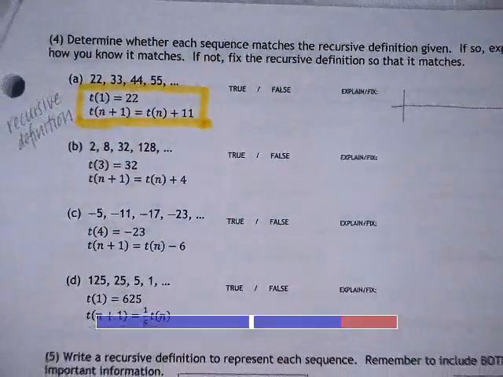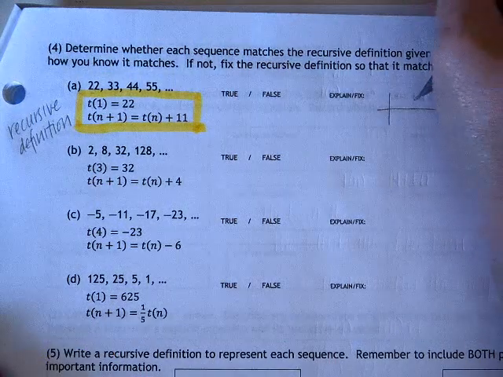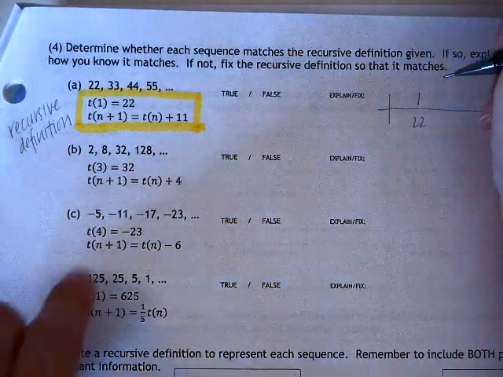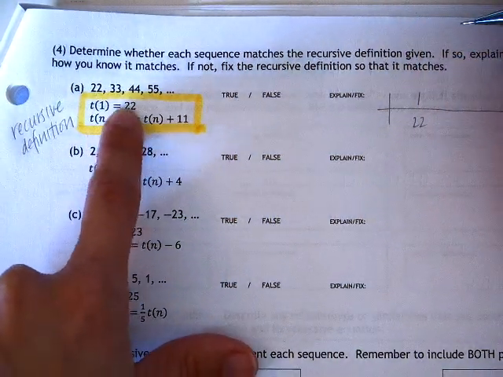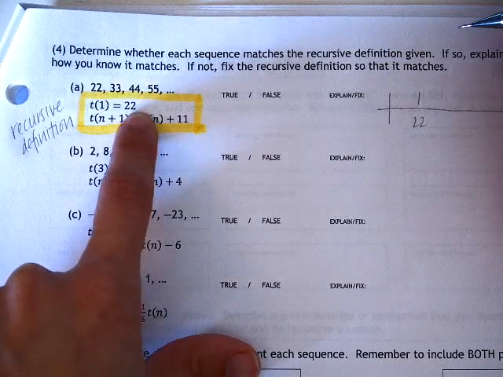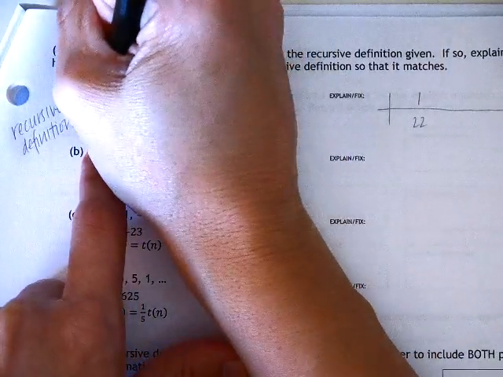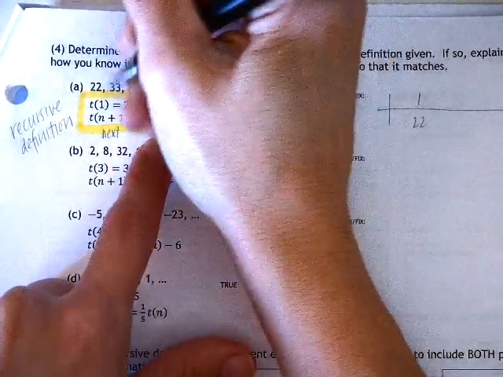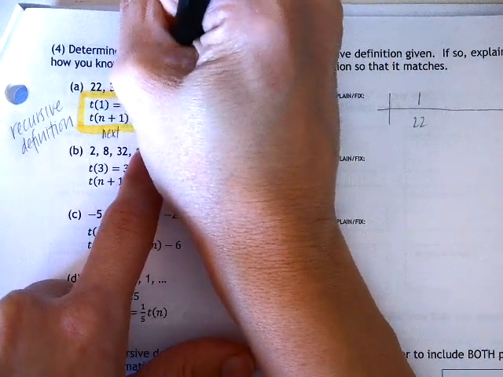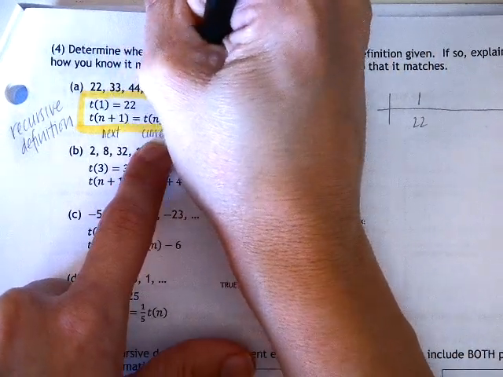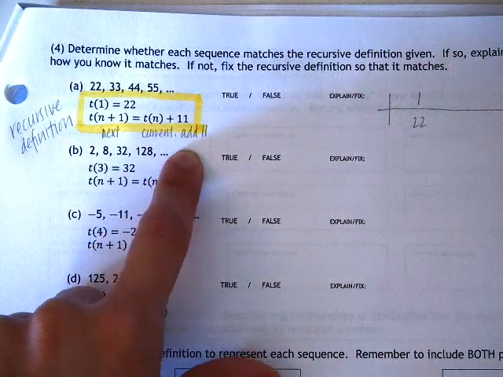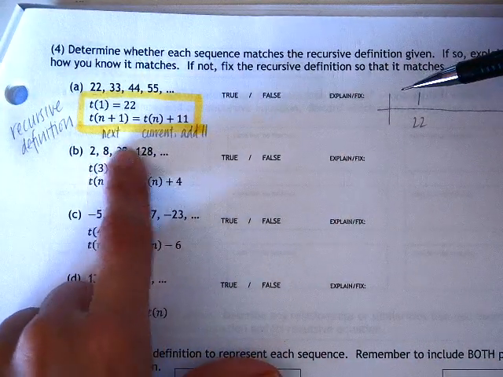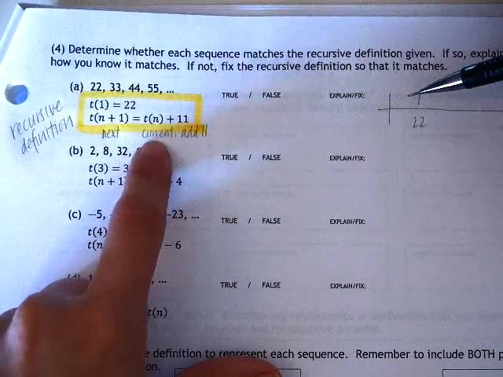So I'll do letter A just as an example. This one's telling me that the first term is 22. That's what t of 1 equals 22 means. First term is 22. And this is telling me to get to the next term, I'm going to take my current t of n term and add 11. So you'll notice I like to write my translation there. To get to the next term, I'm going to take my current term and add 11.